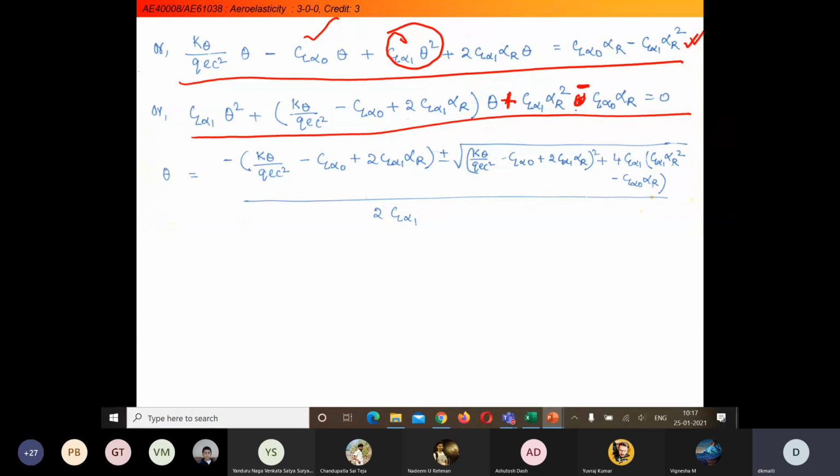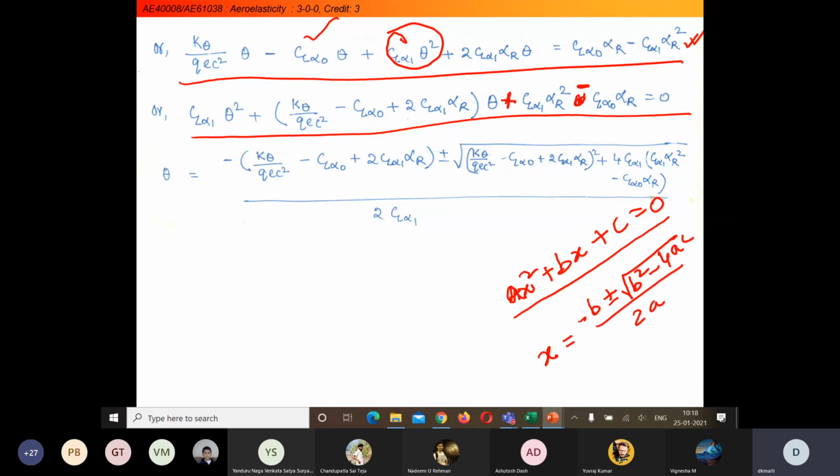Now solving the quadratic equation, whatever we are getting here, basically we can take in terms of the form ax square plus bx plus c equal to 0. This is the quadratic equation form. Then the root I can get is x equal to minus b plus minus square root b square minus 4ac divided by 2a. So I have just used that same concept here to find the two values of theta, theta 1 and theta 2.